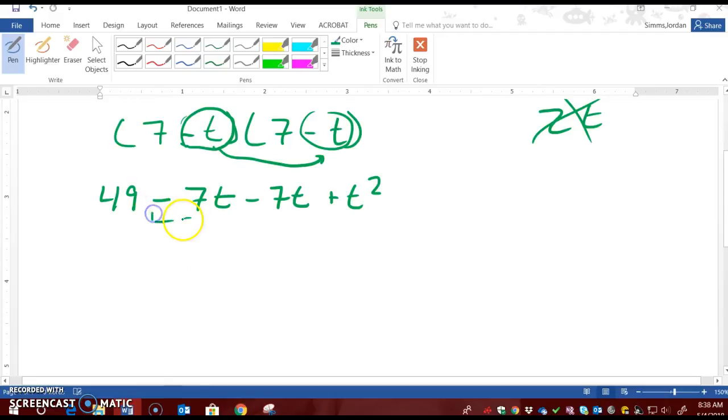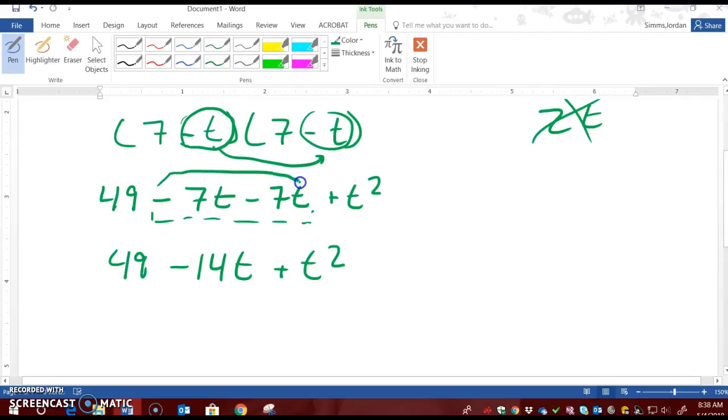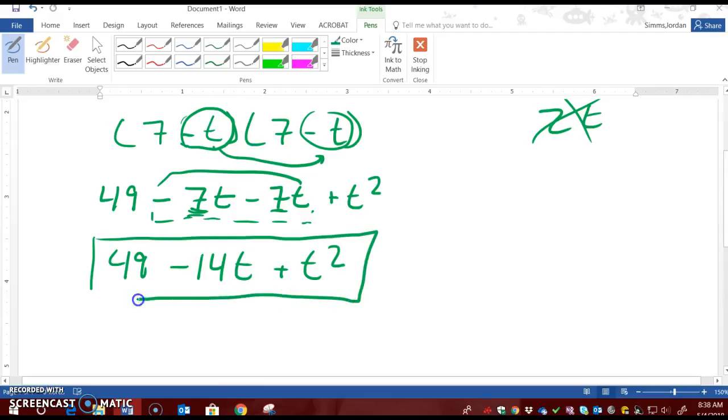Our next step, we can just combine these like middle terms. So I have 49 minus 14t plus t squared. Okay, remember, minus 7 and minus 7 is minus 14. Here we're not multiplying, we're just adding. So we just add the coefficients. Those are the numbers before the variable. The variable just comes along, and this is going to be our final answer.